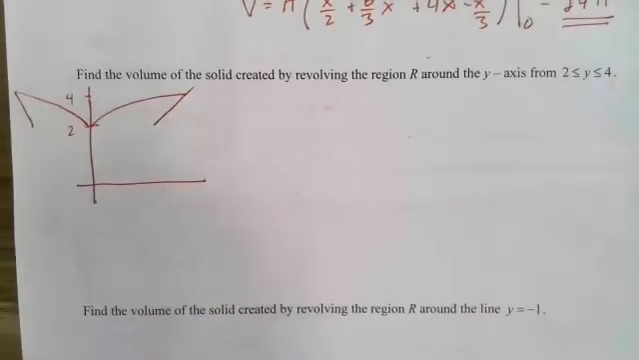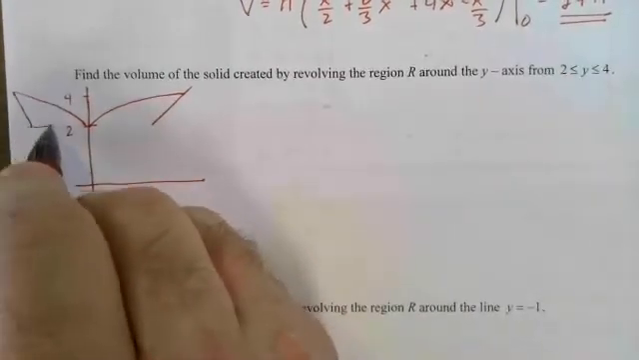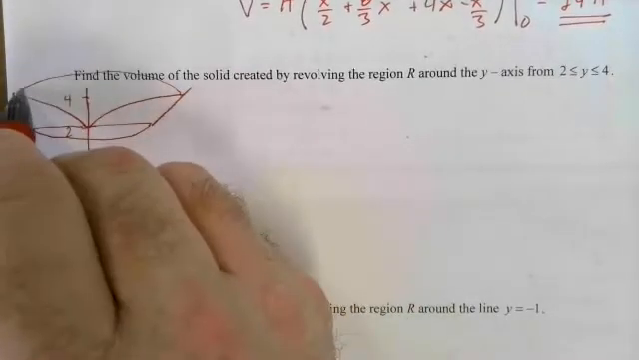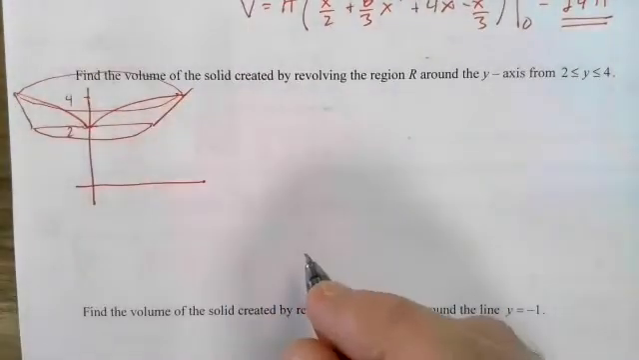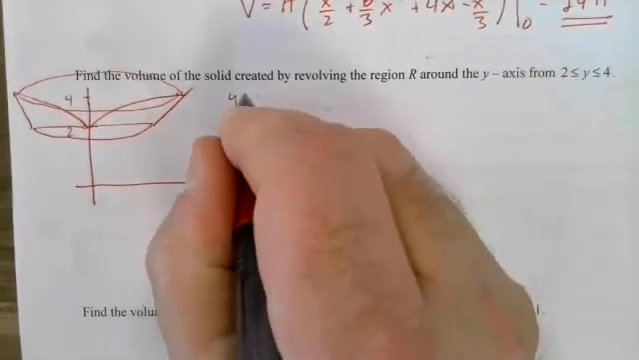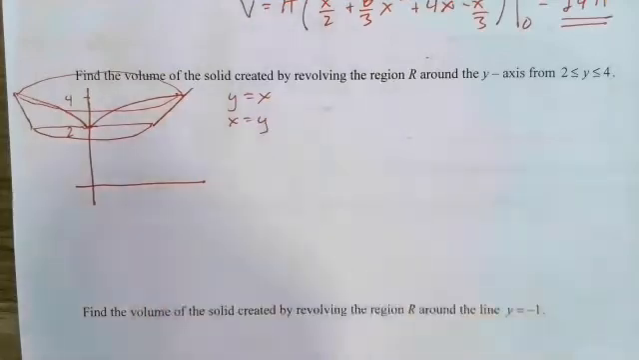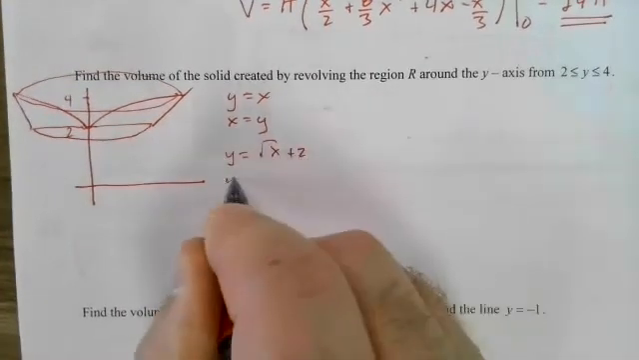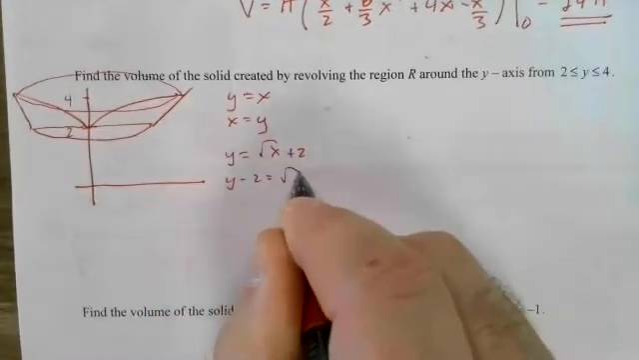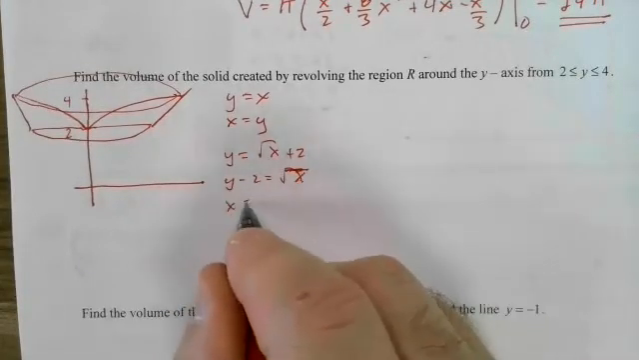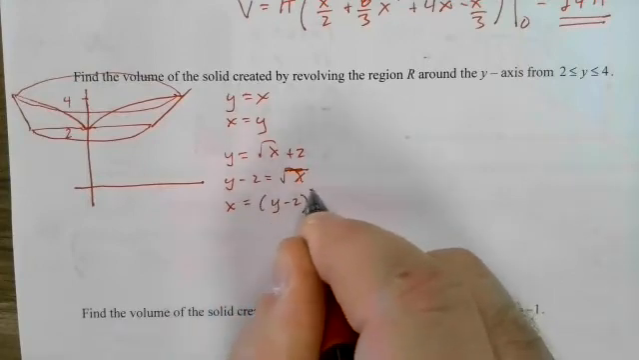These things take forever. Anyway, so it looks like something like this region, where this is a circle, this is a circle. Looks like a washer problem. I gotta write everything as x equals. So first one's easy, y equals x, so that's just x equals y. Piece of cake. Second one, y equals root x plus 2, y minus 2 equals root x. X equals y minus 2 squared.